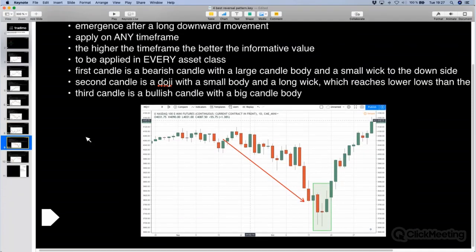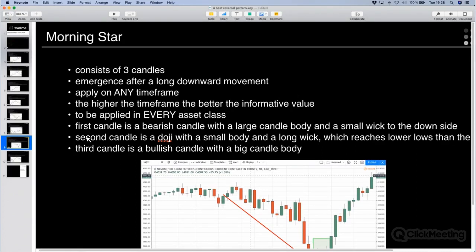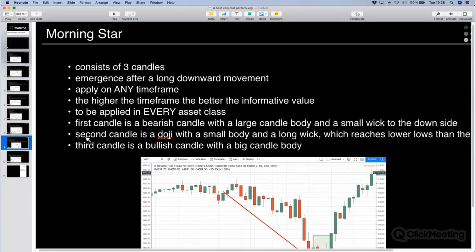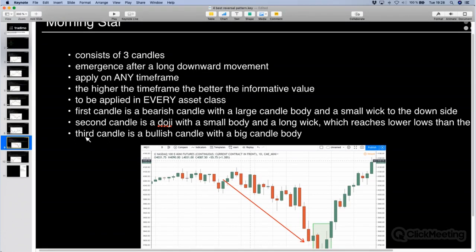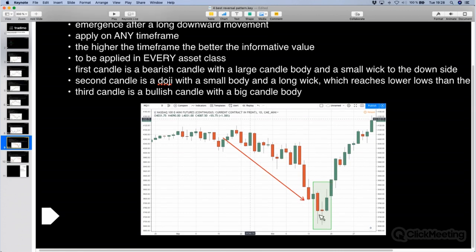Okay, then the next one is the morning star formation. The morning star is a bullish reversal pattern you can use, and it consists of three candles merging after a long downward move. For example, here, this is the NQ, the NASDAQ on the daily chart, and we had a big down move, and then it comes to this formation. It is not a perfect example, because the long wick on the downside of the bearish candle is not the best one, but it is enough to explain this formation in detail.